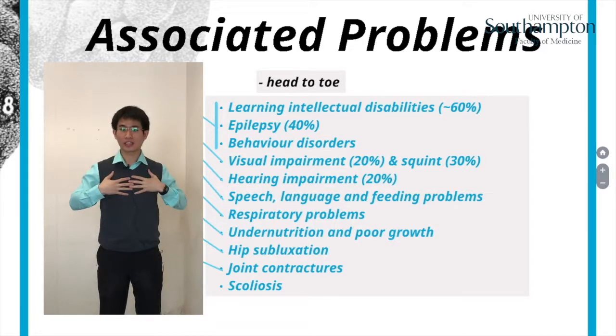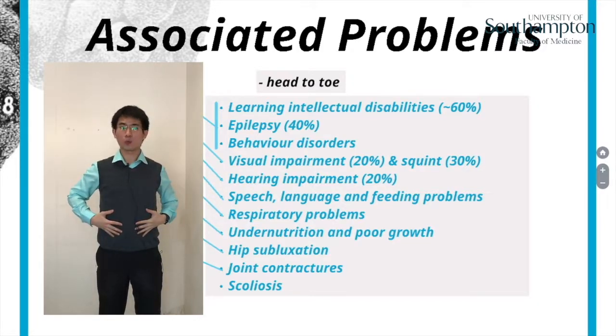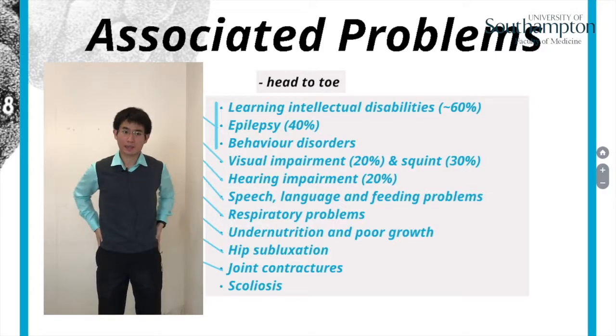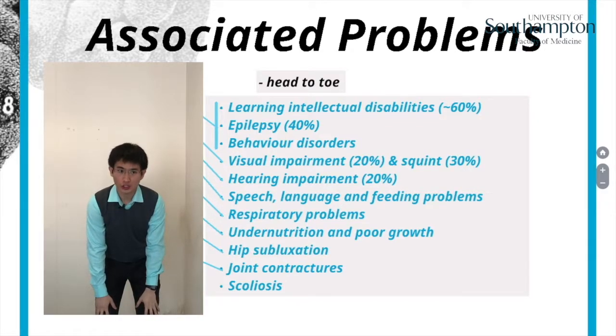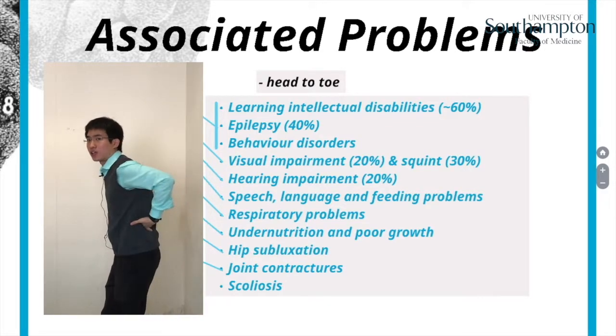The chest, recurrent respiratory tract infections. The tummy or the abdomen, poor growth due to feeding and swallowing difficulties. The hips, hip subluxation. And when we come to the knees, joint contractures. And the back, scoliosis.